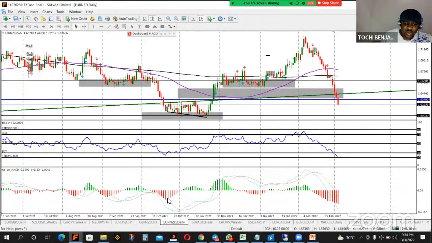Once you see that histogram reducing in size, going towards equilibrium, it tells you that the strength of the sellers is coming to an end, that the buyers are already in the market. If you want to trade using the MACD histogram, you will wait until the market has come up. But if you are looking at price action, you will see that this corresponds to this low.